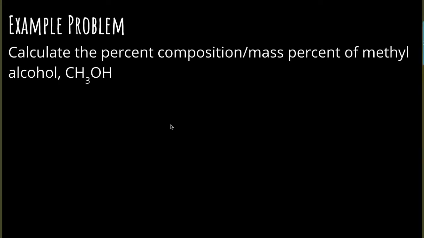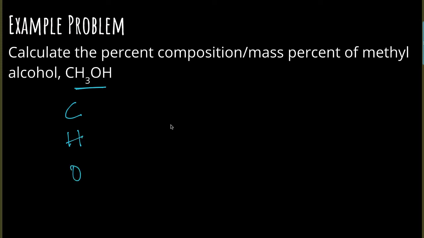So the first one we're going to do is calculate the percent composition or mass percent of methyl alcohol, which is CH3OH. And just like last time, if it's an element or a compound you know how to come up with a formula for, then I'll have you do that. If not, I'll give you the formula. On this one, you wouldn't be able to come up with this formula on your own, so the formula is given.